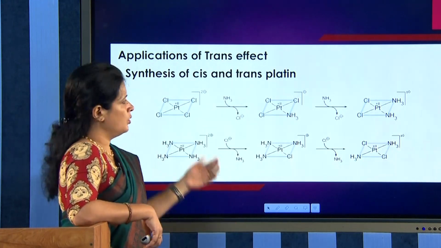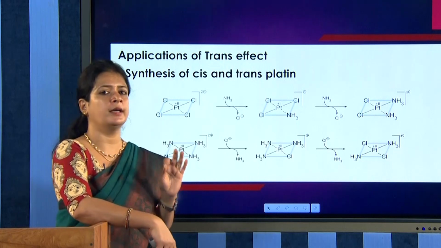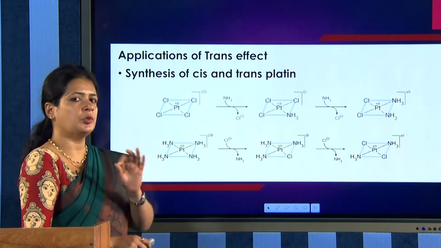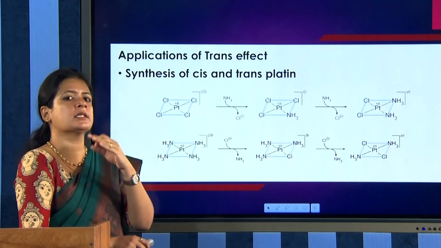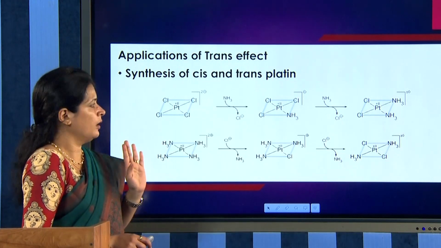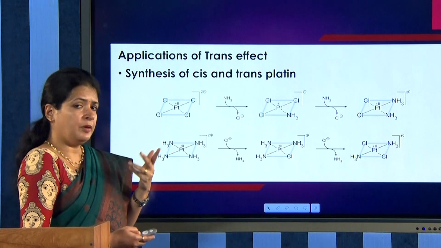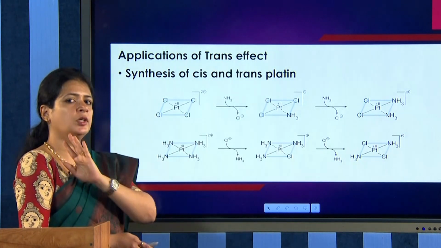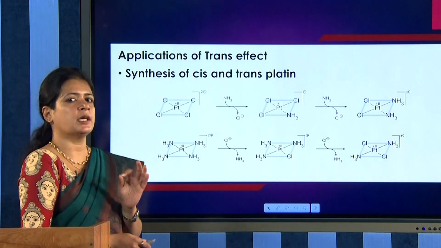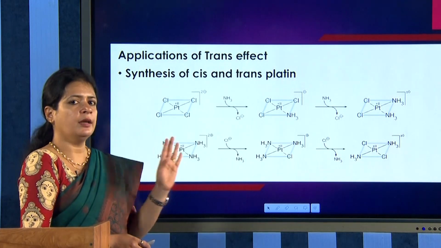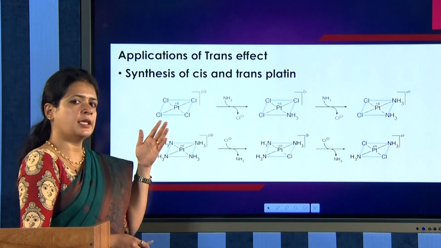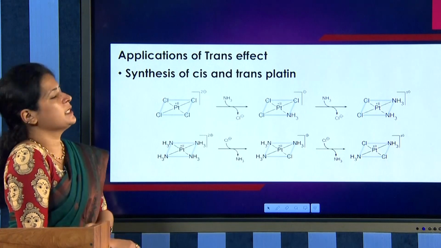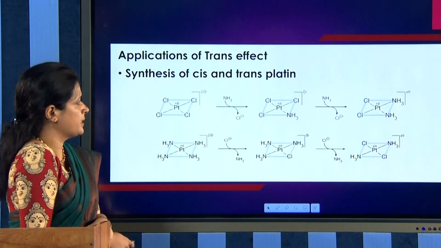Okay. So, the main thing you have to understand is that the trans ability of the ligand should be considered while substituting any ligand. Before that, you have to study the series correctly, the trans effect series should be studied thoroughly, and then only can you understand the reaction sequence. Okay. So, this is how the synthesis of cis and trans platin takes place.